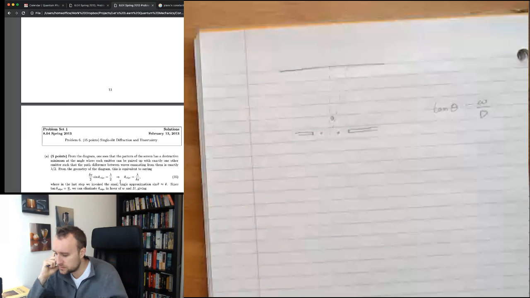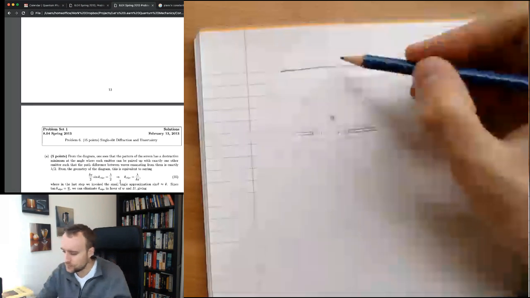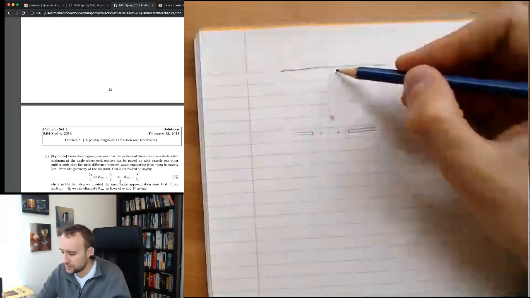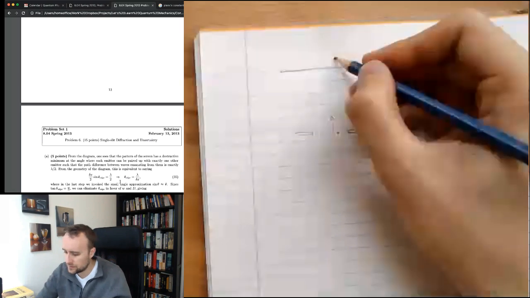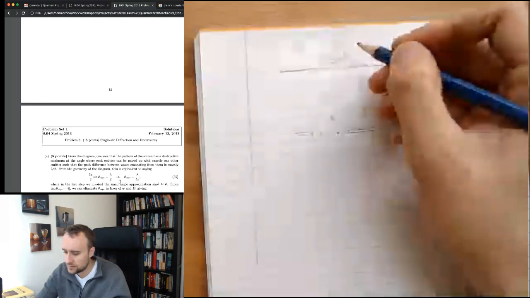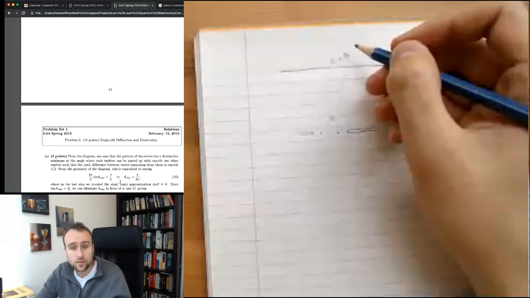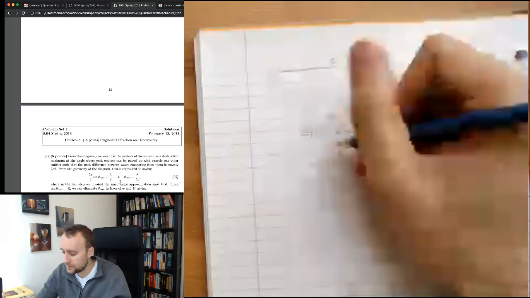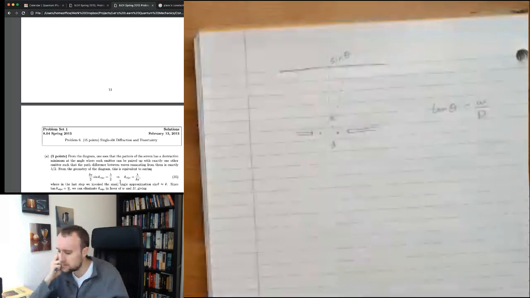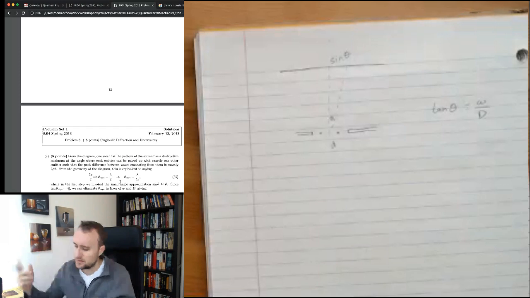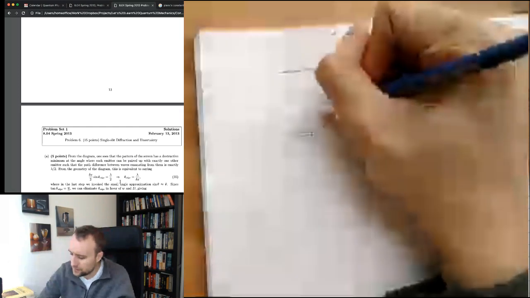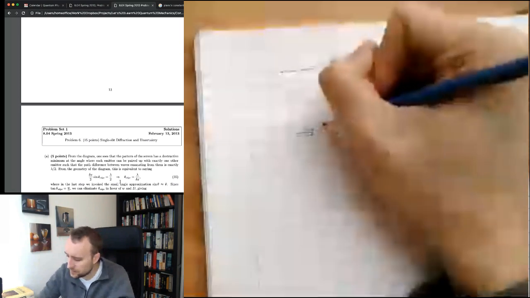So tan is opposite over adjacent. So we have this is sine theta. Where's the d? D is this. I think I've got the triangle wrong. That's what I've been screwing up. I think I got the triangle backwards. I think that what we're trying to say is that it's like this.